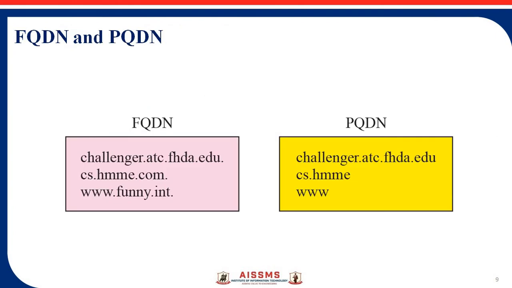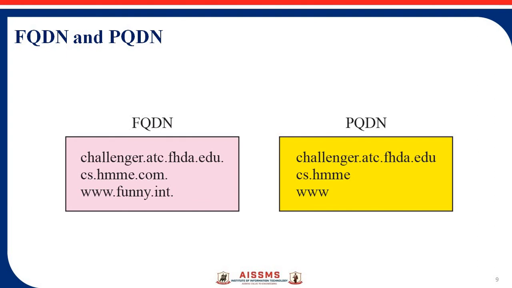Now we'll see fully qualified domain names and partially qualified domain names. If a label is terminated by a null string, it is called a fully qualified domain name. A fully qualified domain name is a domain name that contains the full name of a host. It contains all labels, from the most specific to the most general, that uniquely define the name of the host. For example, the domain name is the fully qualified domain name of a computer named challenger installed at the Advanced Technology Center, that means ATC, at De Anza College.